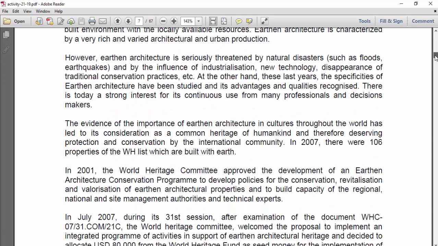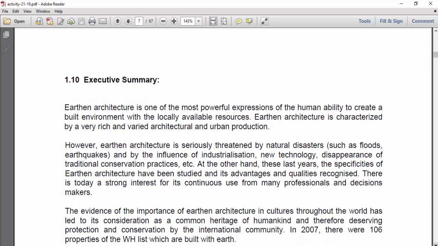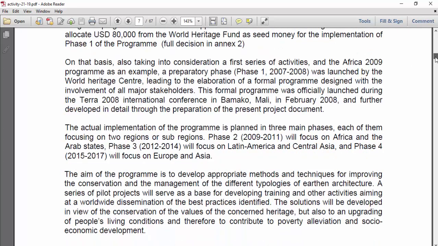The executive summary is one of the most important parts of a project document you can read. As you can see, they are saying earthen architecture is one of the most powerful expressions of the human ability to create a built environment with the locally available resources. Earthen architecture is characterized by a very rich and varied architectural and urban production. So you get to read what it is.